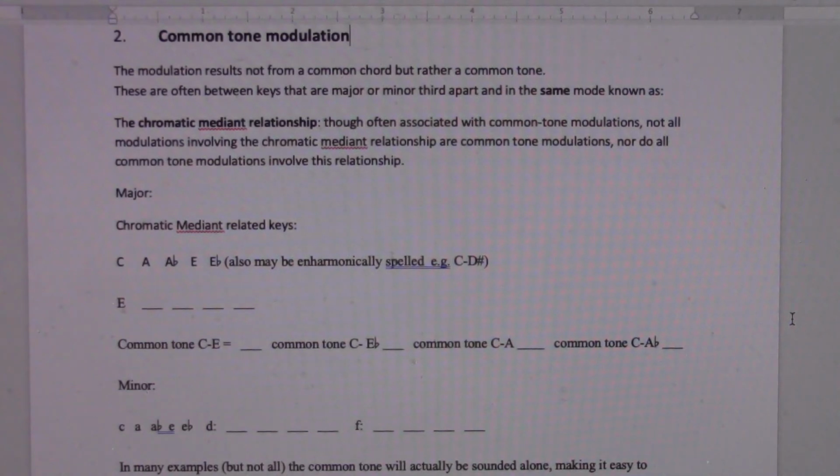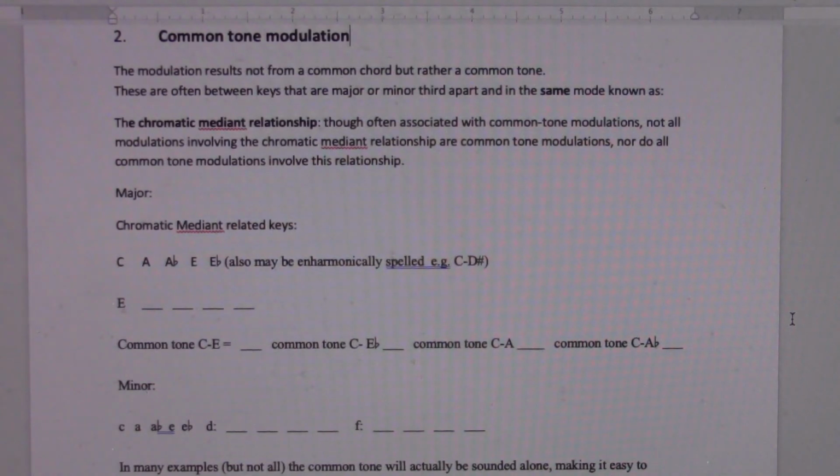We went from D minor to E flat major. But anyway, it's important to know the chromatic mediant related keys. And basically what it is, they're just a third apart in the same mode. So if I start with C, a chromatic mediant related key would be A major.